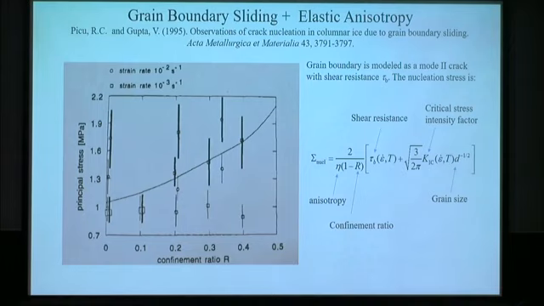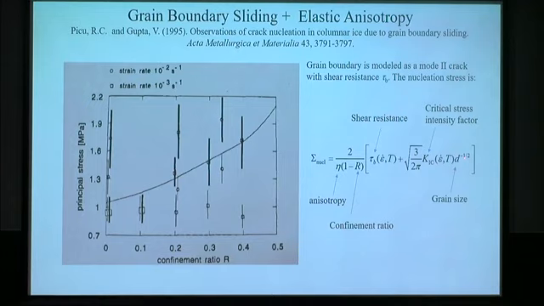And they also assumed grain boundary sliding. So they went ahead and looked at grain boundary sliding, and of course their modeling approach was different from ours. In a nutshell, this grain boundary sliding resembles a mode 2 crack.